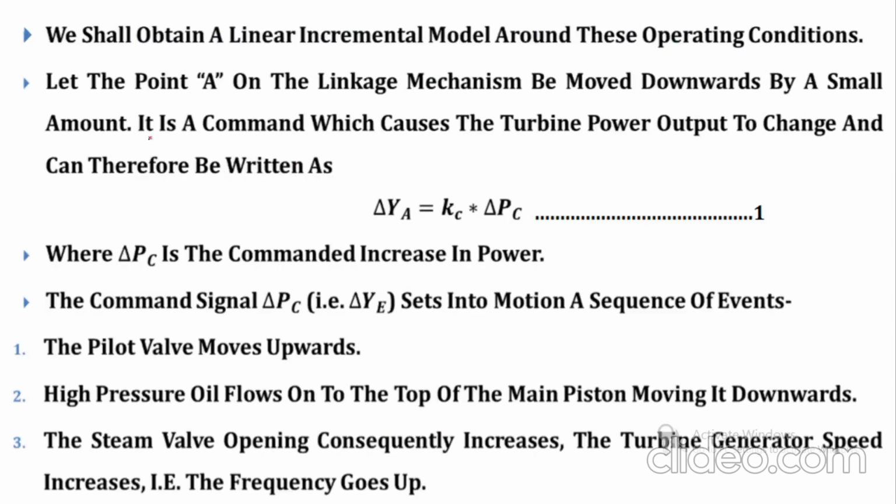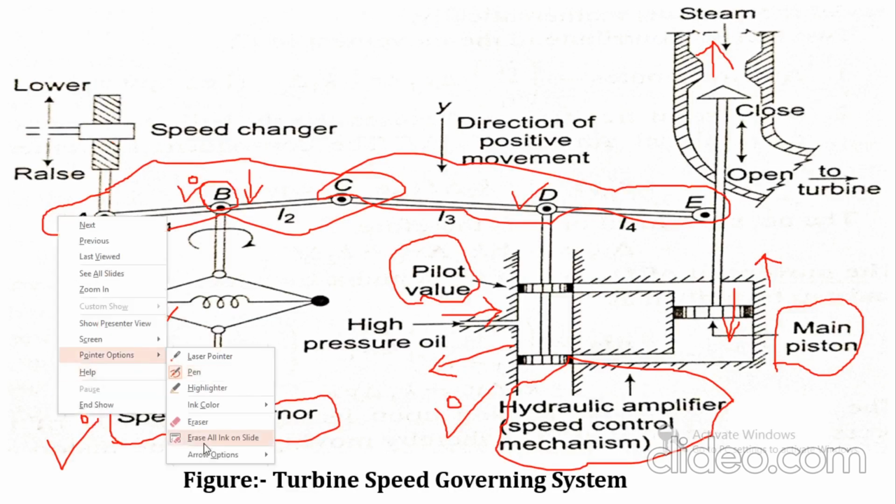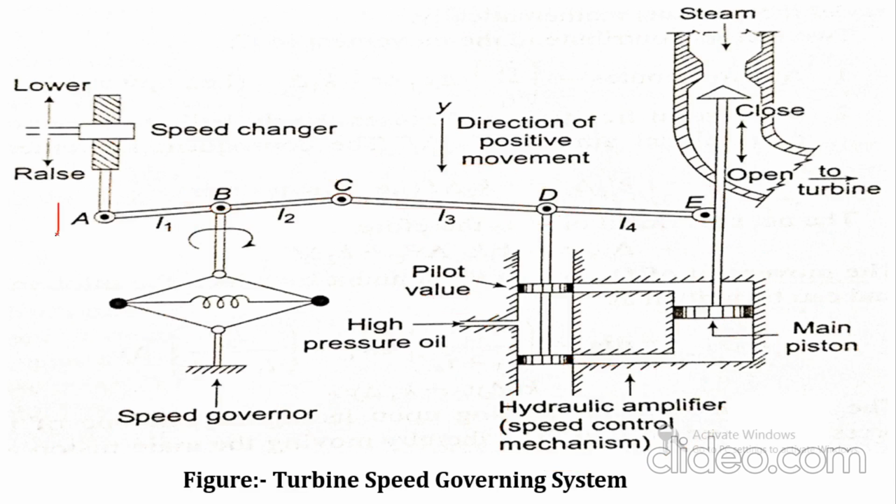So we are trying to obtain a linear incremental model around this operating condition. So let's consider the point A on the linkage mechanism, which is moved downward by a small amount. That means we will move this point A in downward direction. That means we are going to raise the speed, or we can say that we are trying to increase the frequency.